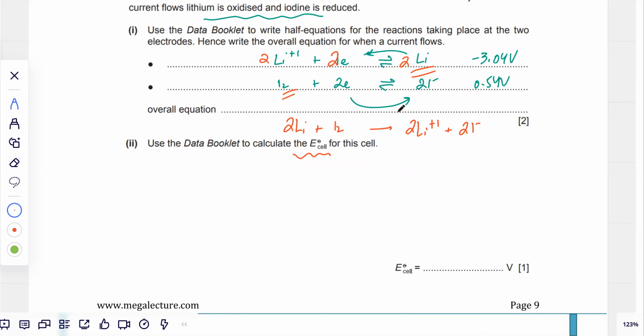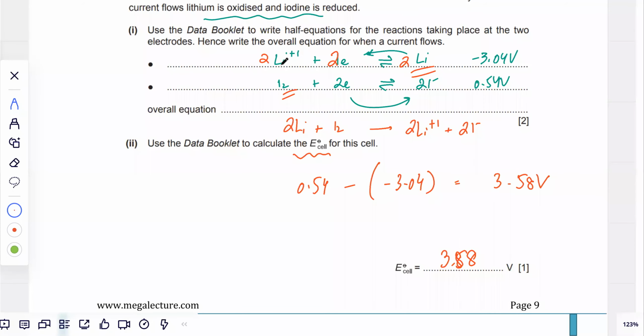The E0 cell is going to be the reduction potential minus the oxidation potential. So it's going to be 0.54, that's the reduction, gaining electrons, minus the oxidation potential, so minus minus 3.04 volts. And that gives you 3.58 volts, which is a very high voltage, 3.58. Okay, is this clear?